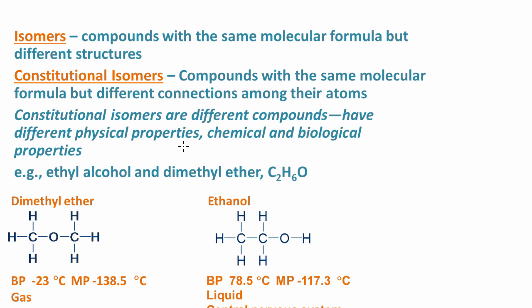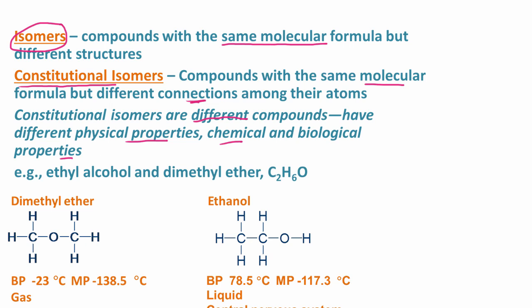What do we call these structures? We call these structures isomers. Compounds with the same molecular formula, but different structures are called isomers. The structures that we looked at just a minute ago are a type of isomer called constitutional isomers. These compounds have the same molecular formula, but different connections among the atoms. As I said before, constitutional isomers are different compounds and have different physical, chemical, and biological properties.